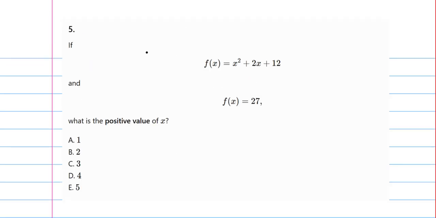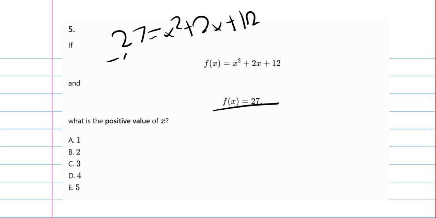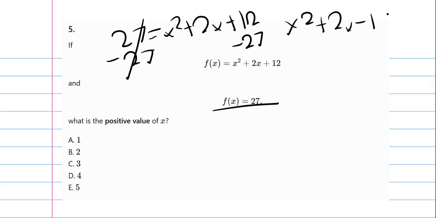So next for 5. And we are given here the output value again. And I'll just use the AC method. In the next videos, I'll teach the quadratic formula. But for now, I'm going to use the AC method. So let's check if you can use the AC method. So now we're given the output value of 27. So 27 is equal to x squared plus 2x plus 12. Subtract both sides by 27, and you cancel out 27, and we are left with x squared plus 2x minus 15.